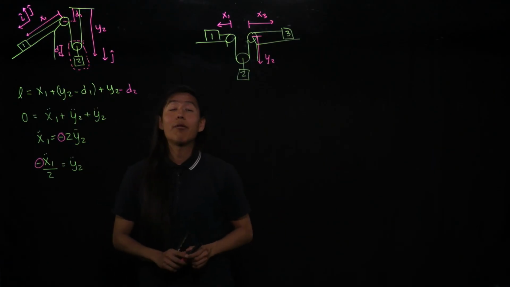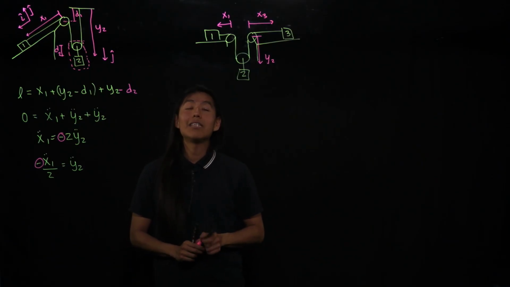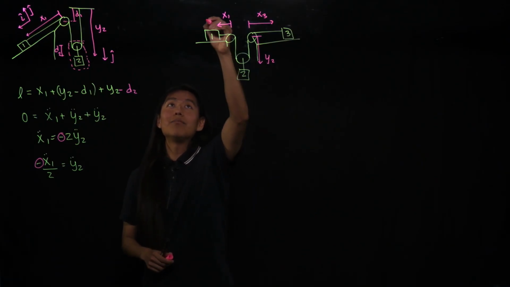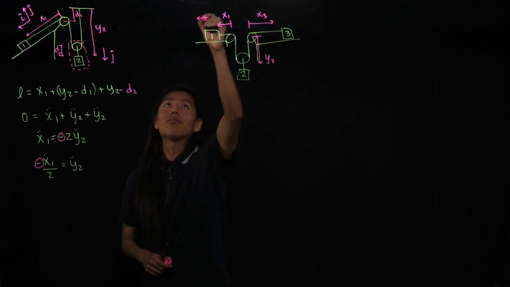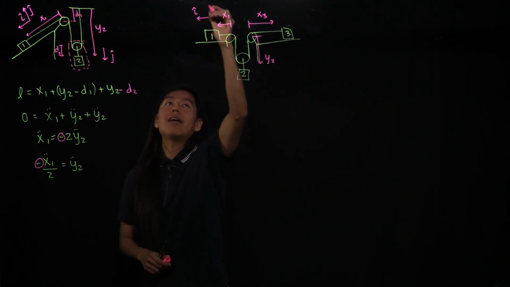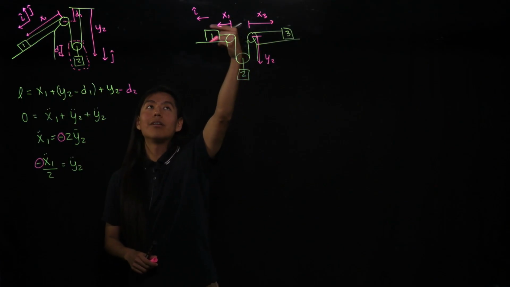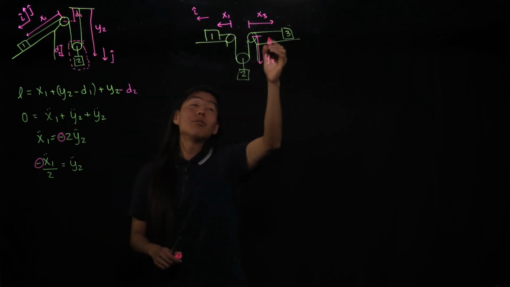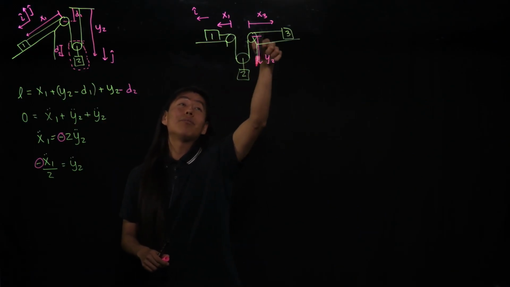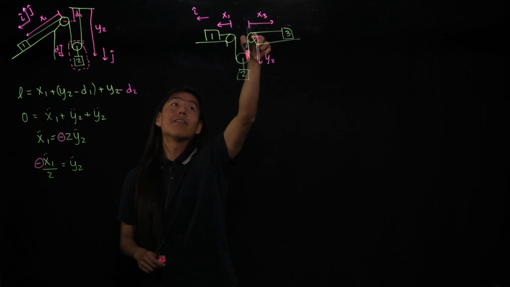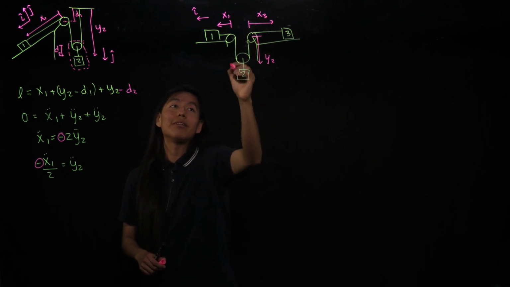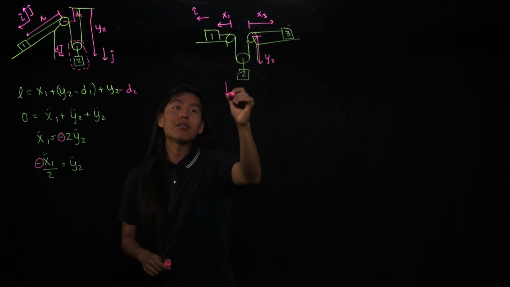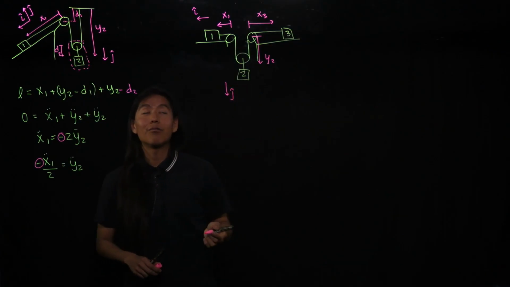So remember, our unit vectors have to be in the same direction as the way that we're measuring. This means that what is the i direction for block number 1? That needs to be in this direction. Similarly, I'm measuring the position of block number 2 going from the pulley and moving downward. That means that what is the j direction for block number 2? It has to be downward.